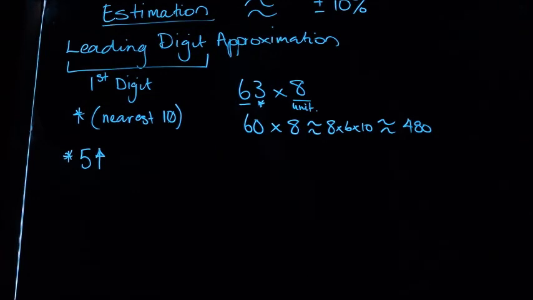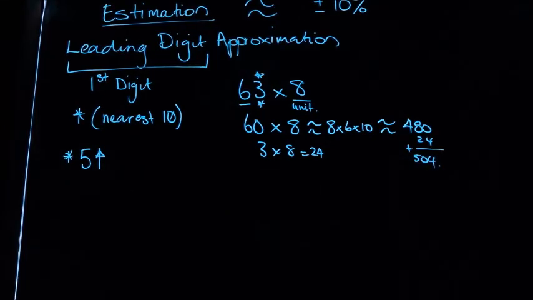Okay, so let's work out the actual answer, and I don't have to do much. I can just add 3 times 8 to this number. So what have we got? 3 times 8, what's that equal to? 24. And so if we add this here, we're at 504. Okay, so we're really not that far away from the actual answer.